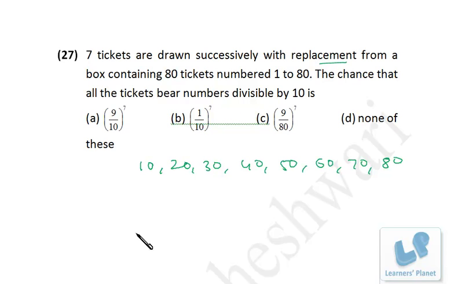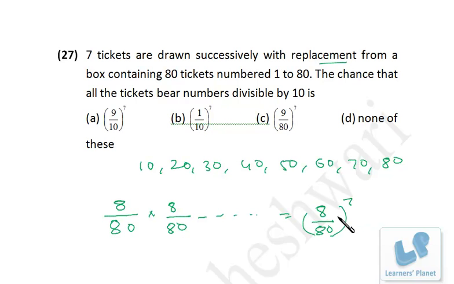So for the first ticket, total possibilities are 80. Out of that, 8 are favorable. For the second, the same, right? So for all the 7 tickets, it's 8 by 80 raised to 7, or we can say 1 by 10 raised to 7. Just be careful that it's with replacement. That means whatever ticket you are drawing, you are putting it back in the group.